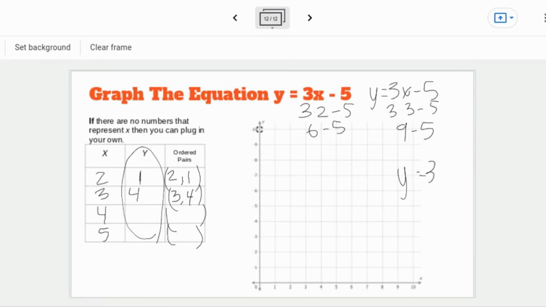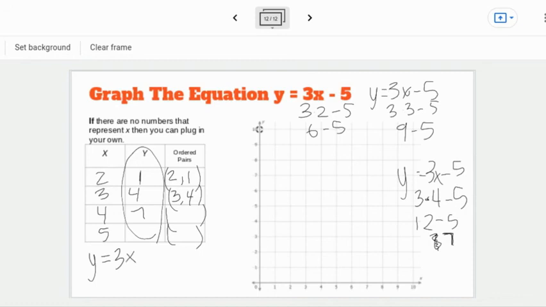Okay, y equals 3x minus 5. 3 times x is now 4. Minus 5. 3 times 4 is 12. 12 take away 5 is 8. Nope, sorry, not 8. 7. 7 and 5 is 12. Okay, so 7. And our last one, let's go over here where I have some room.